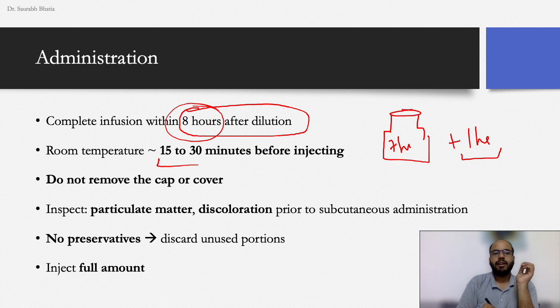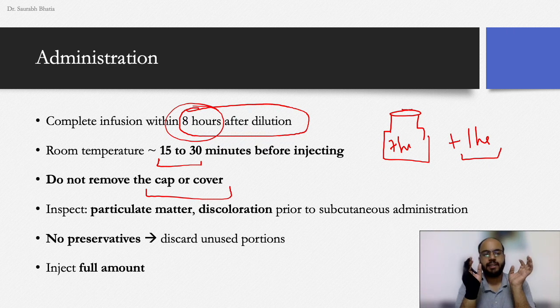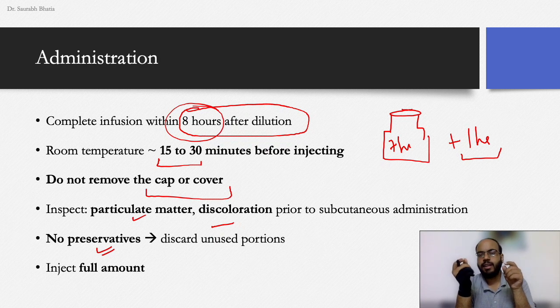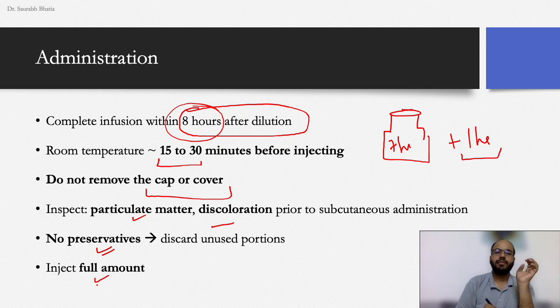Keep the vial for around 15 to 30 minutes at room temperature so that it gets normalized and you can inject it properly. If you're using pre-filled syringes or pre-filled pens, do not remove the cap or cover. That has to be removed only just before injecting. Again, inspect for particulate matter or discoloration. The biological does not have any preservative, so you have to discard any unused portion. When the vial or the syringe is opened, you have to use it fully, and any unused part has to be discarded. And then inject the full amount.